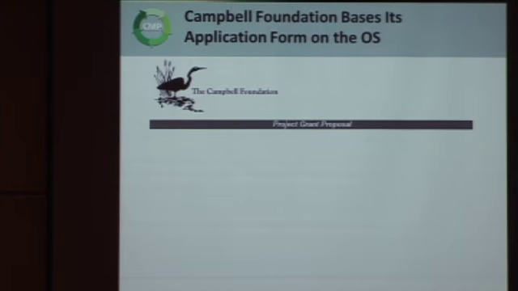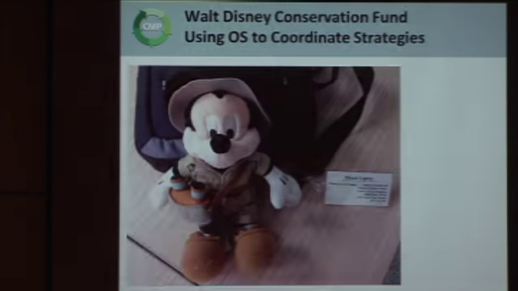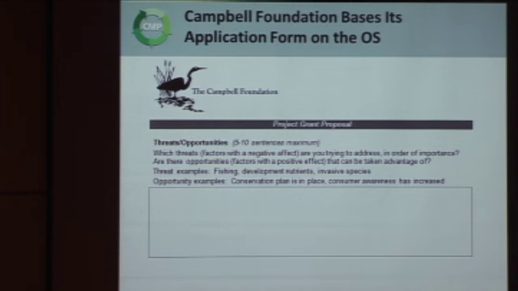Wow. So the cool thing about these standards is it's a way of standardizing information. So they're starting to sneak in surprising ways. If you go to the CAML Foundation, which funds work in the Chesapeake Bay and elsewhere, it's a small family foundation. But if you look at their project grant proposal right now, they ask you for your conservation target scope. They ask you for your threats and opportunities, and a whole bunch of other stuff. So they're actually sneaking the open standards in on you as a way of standardizing the information.